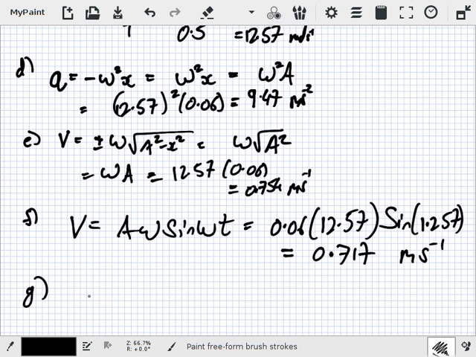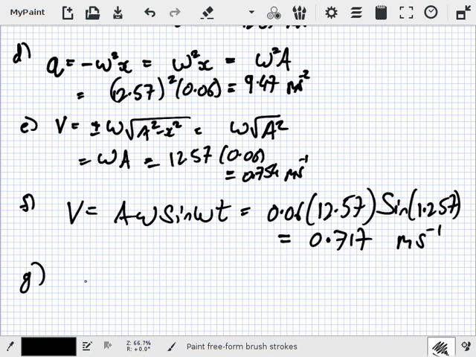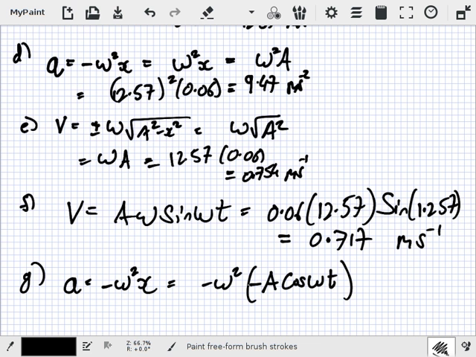G, what's the acceleration? What would be the best formula? You could say acceleration is minus omega squared x, but we need to figure out what the x is, and we have a formula for x. It's A cos. It starts on the outside. But I should put a minus here because it starts underneath. Like at the beginning, the x is minus 0.06. So I think I should put a minus there.